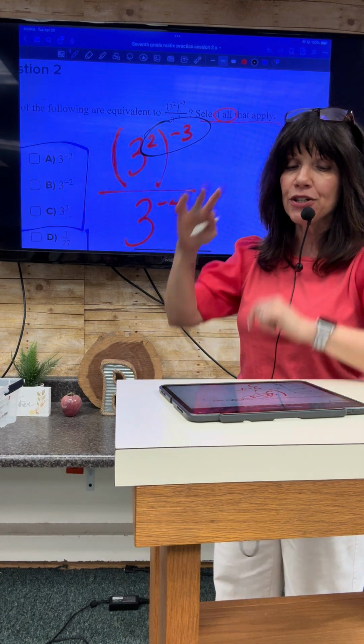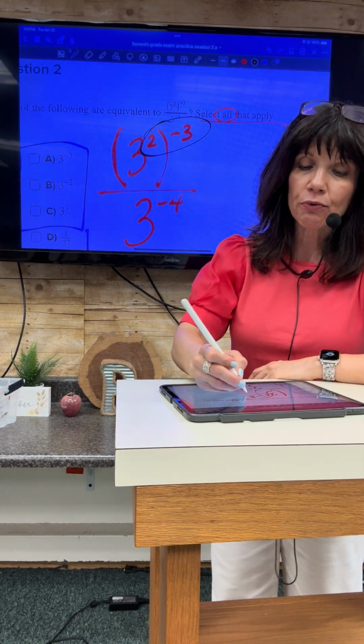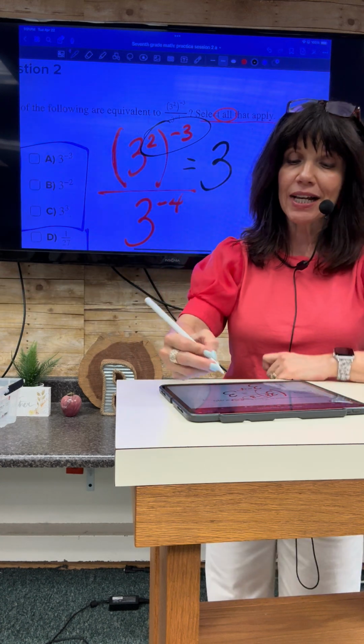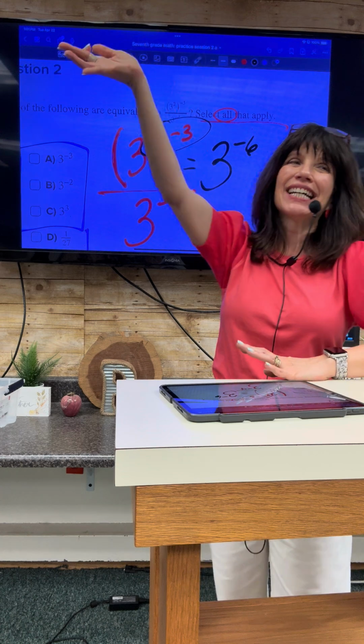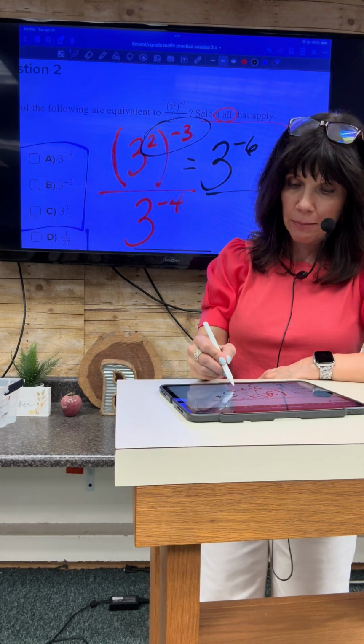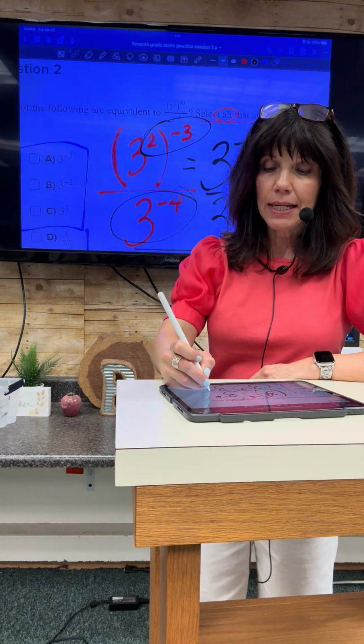Yes. So what will I do, class, with 2 and negative 3? Multiply. So I will rewrite that as 3 to the... Who said negative 6? Wave at me, please. Excellent. You are correct. And then keep that over the top of, what am I copying for the bottom? Denominator. 3 to the negative 4.